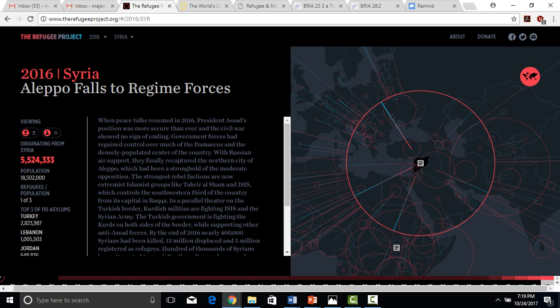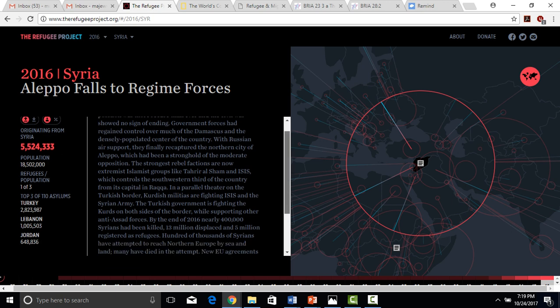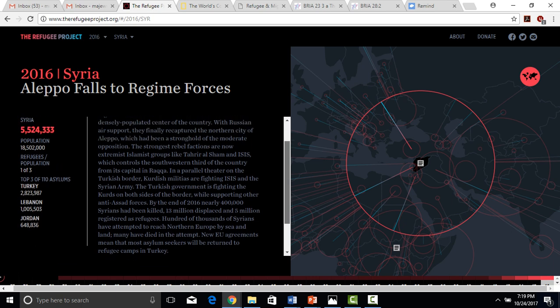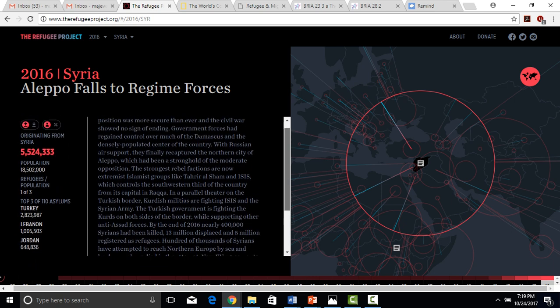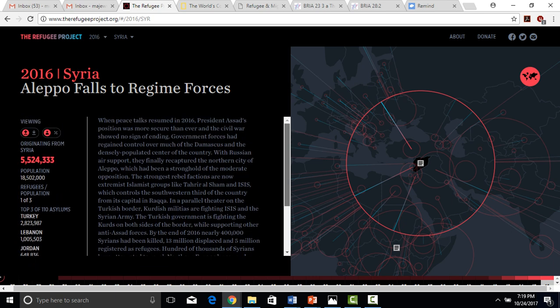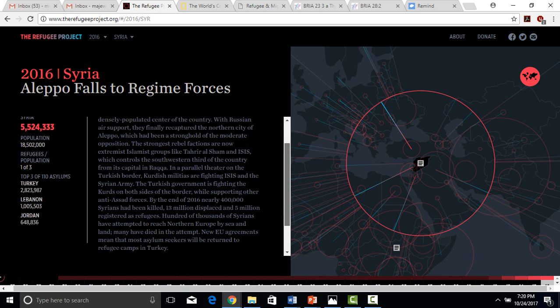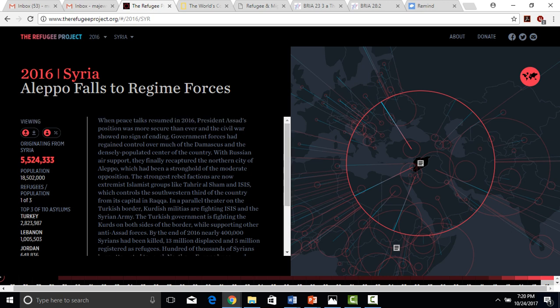It gives you a quick description of what happened in Syria to cause this refugee crisis, all right? So that gives you the information that you need to know in order to give a 1 to 2 sentence description as to why it took place. Well, let's read it. When peace talks resumed in 2016, President Assad's position was more secure than ever and the civil war showed no signs of ending. Okay, so we know there was a civil war going on there. That must be the source of the crisis.